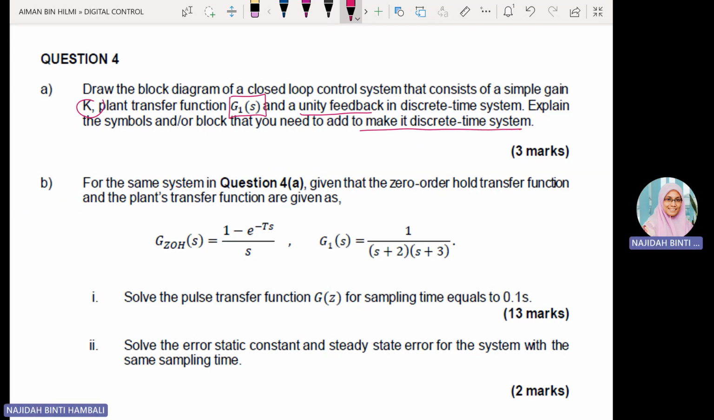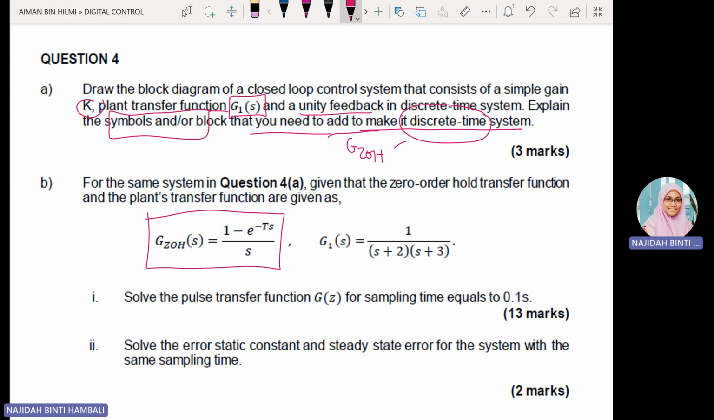Okay, ni explain the symbols or a block that you need to add to make it discrete time system. So apa yang you kena tambah sebenarnya? GZOH. Ini sebenarnya dia nak suruh you lukis yang macam dalam slide yang kita baru discuss tadi. Dia nak you tambah satu GZOH. So bila you tambah GZOH, then you boleh convert from S domain to Z domain. Mana satu statementnya mention untuk letak GZOH? Ni. You need to add to make it discrete time system. Discrete. Maksudnya kena tukar daripada original transfer function G(s) kepada discrete. So in order to do that, you kena apply zero order hold.